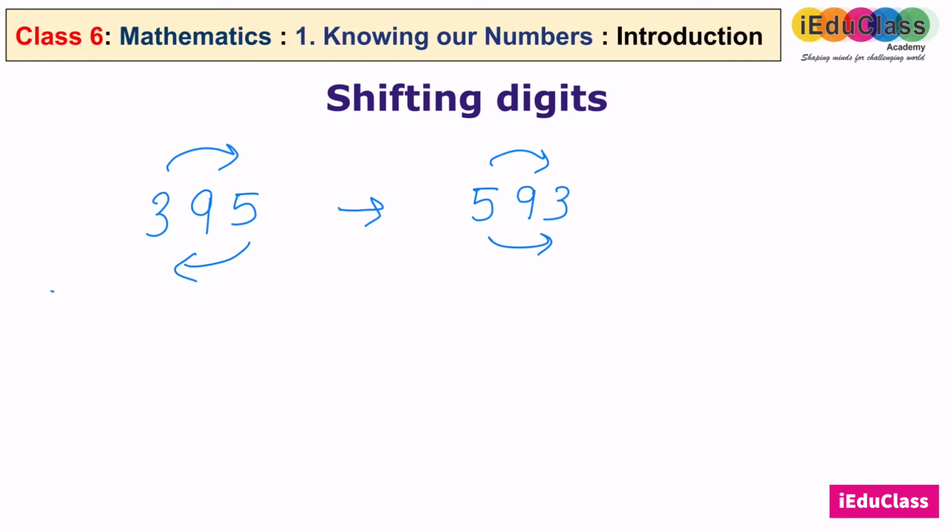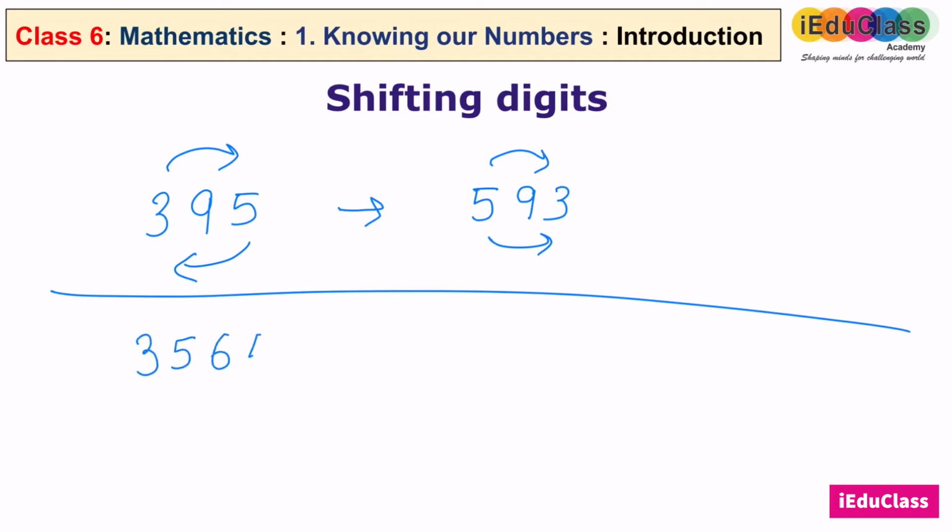changes. Let me write another number, 3564. Change any of the digits. Okay, let me change 3 and 4. Okay, 4, 5, 6, 3. 4563. So if you change any digit from its place, the value will also change.